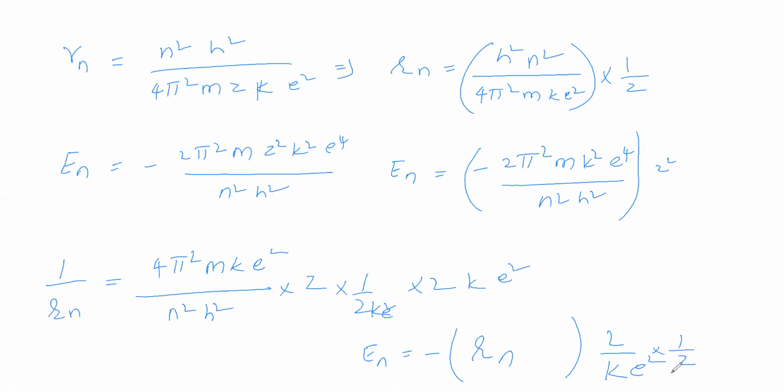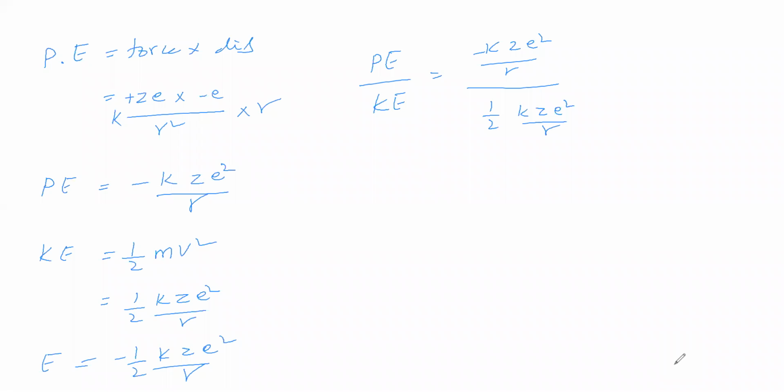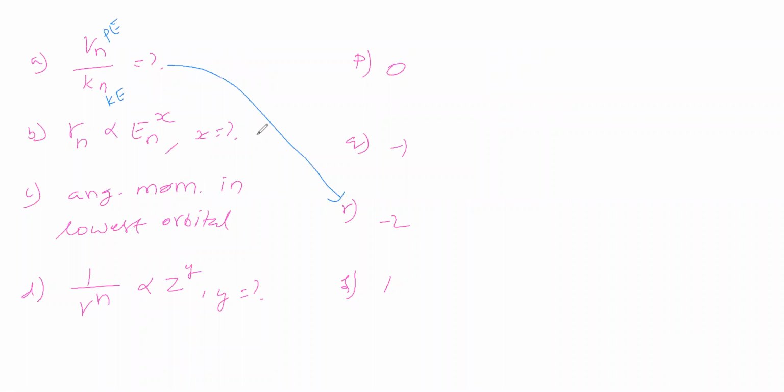Z is also a constant for a particular species, therefore these are constant, so radius of nth orbit is directly proportional to energy of nth orbit, and the minus sign is there. Due to the minus sign we write -1 here. Therefore x is equal to -1.